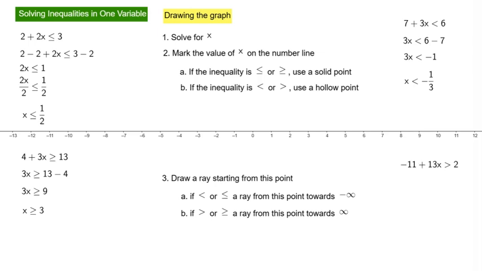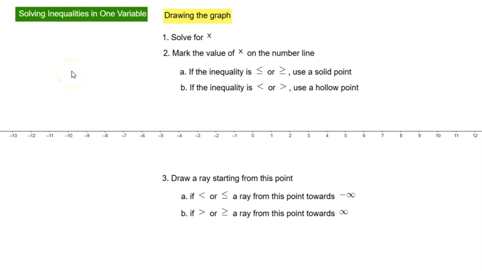Let's look at another one. Minus 11 plus 13x is greater than 2. See, this inequality may be given in any form. It might be given as 13x is greater than 2x plus 11 or something like that. So we ultimately have to simplify it and solve it for x. 13x is greater than 2 plus 11. 13x is greater than 13. x is greater than 1. So now again, 1 is not included. So hollow point, and greater than, so the arrow goes to the right.